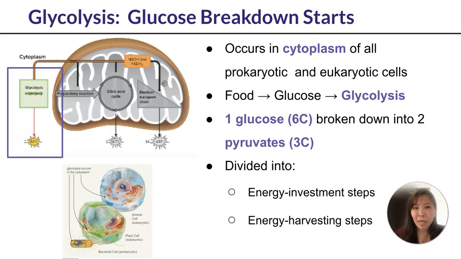So this requires energy for us to actually break this down, but we're also going to make some energy. So the end result is we actually are able to make some energy that our cells can use later on. But in order to actually do this whole breakdown of glucose to pyruvate, it actually also takes energy. And this occurs in both prokaryotic and eukaryotic cells.